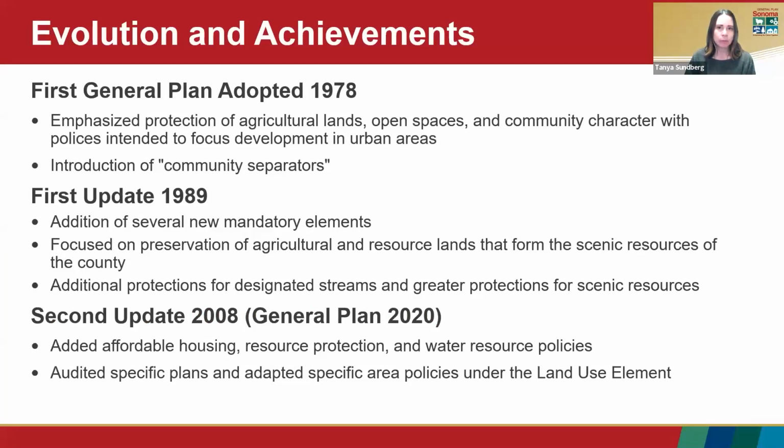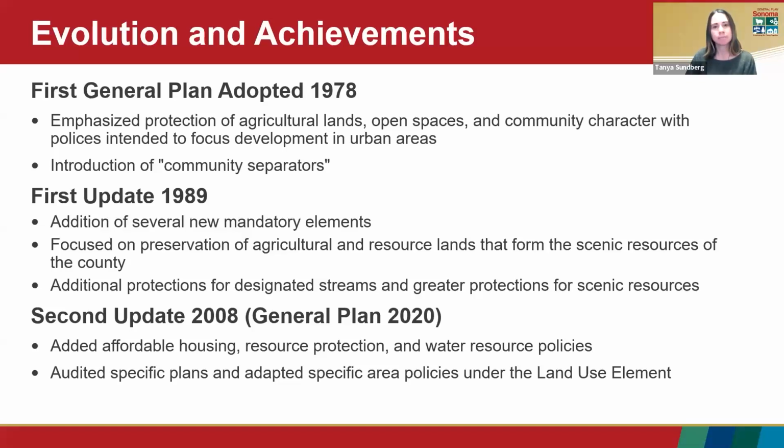So the county's first General Plan was adopted in 1978. It had an emphasis on protecting agricultural lands, open spaces, and community character by focusing development in urban areas. It also introduced the concept of community separators, which are open space areas that separate cities and other communities. That helps to contain urban development and also helps to support individual identities in those cities and communities. So those community separator protections were later adopted by Sonoma County voters in 1996 and then reaffirmed through voter approval in 2016.